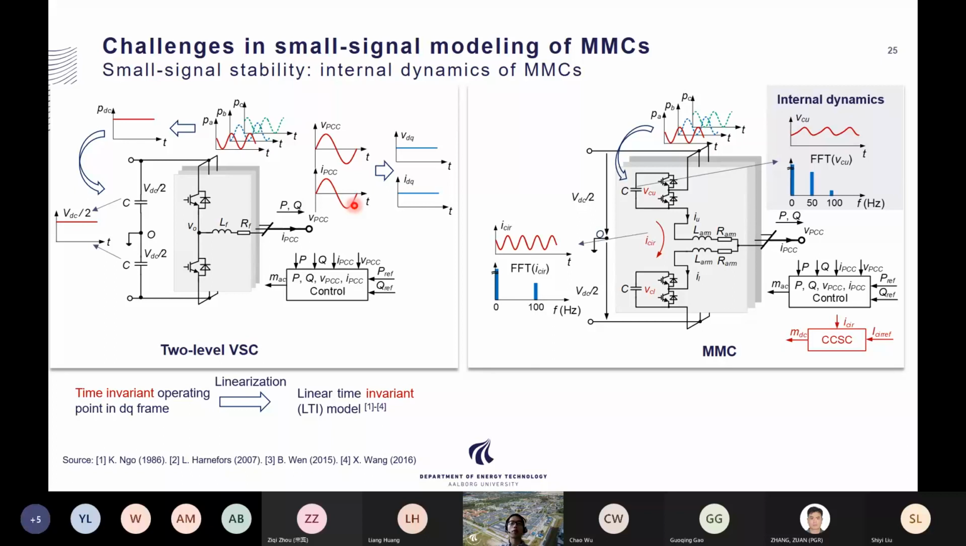It's not like the two-level voltage source converter, where we get a constant DC value and can do the linearization on top of that. For the MMC, because each state variable always has multiple frequency components, we actually cannot find a DC operating point. So how can we do the linearization? That is a problem which confused people for many years. So that is the main question I will address in this part.